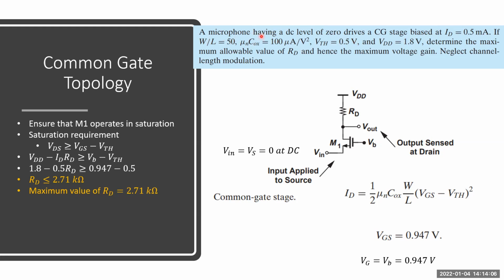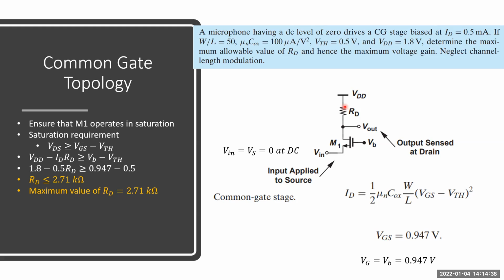We have an input source having a DC level of 0. It means that the input voltage has a 0 DC level. This is 0 volts at DC. Then the drain current is constant and its value is 0.5 milliamp. These are the MOSFET parameters: W over L ratio 50, mu n Cox 100 microamp per volt squared, threshold voltage 0.5 volt, VDD 1.8 volt.